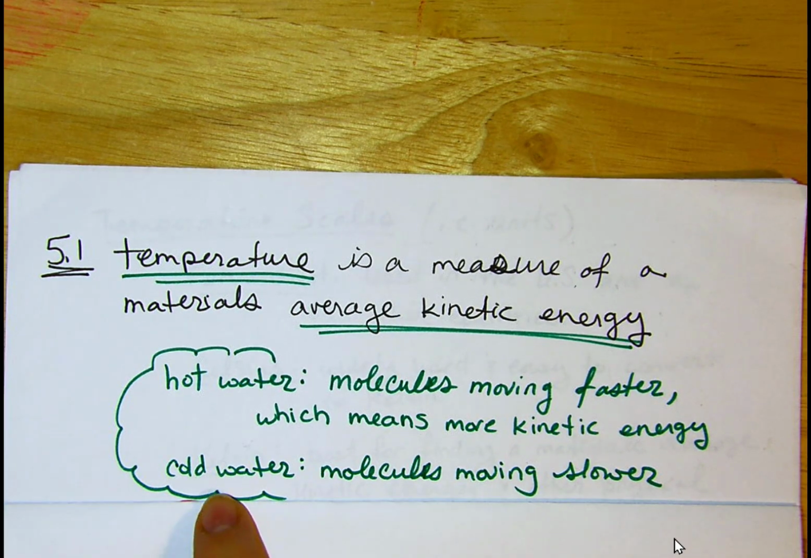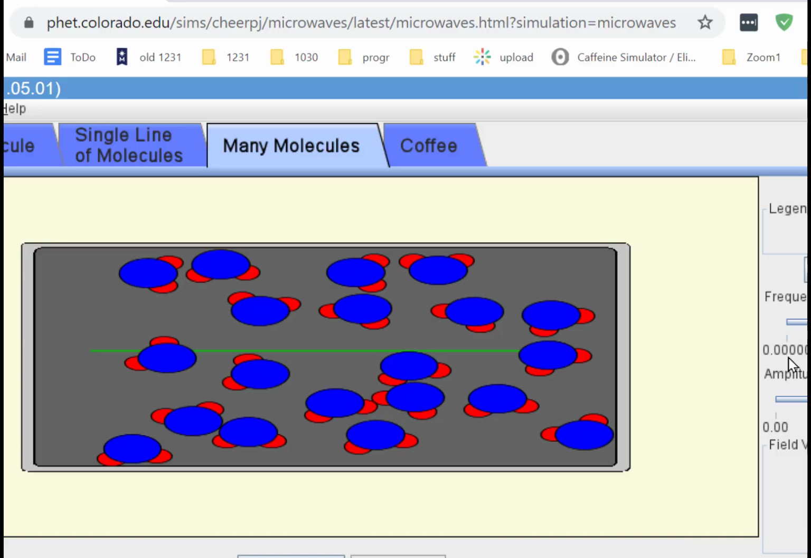This blue circle would represent an oxygen atom, and imagine the little red ones are hydrogen atoms, and they are bound together then into a molecule. And here we have several molecules. And this is an animation for a microwave. And microwaves are a low energy form of light, too low energy for us to see.